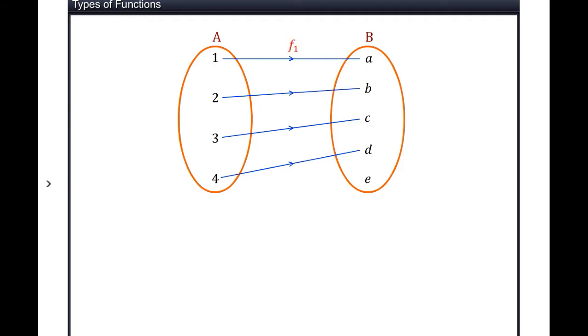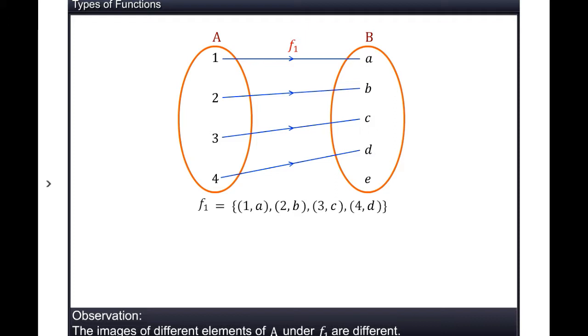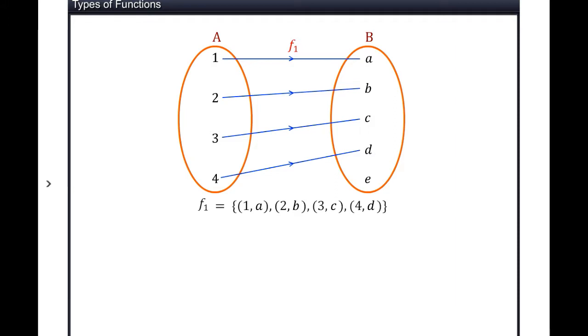On representing the given function in roster form, we obtain a set with 4 ordered pairs. Observe that different elements of set A have correspondence with different elements of set B. That means the images of different elements of set A under f1 are different. We can also say that no 2 ordered pairs have the same second coordinates.